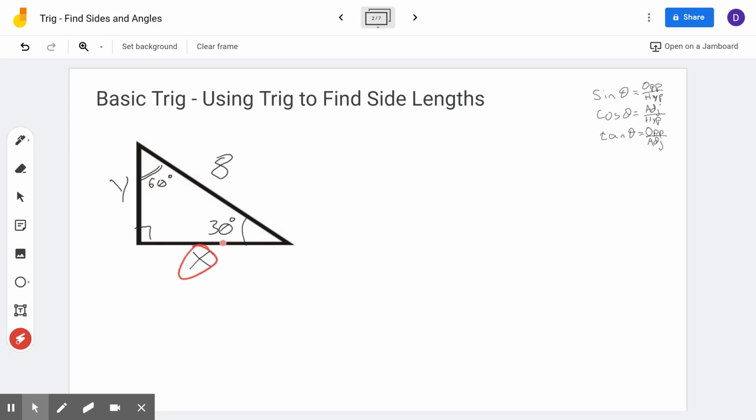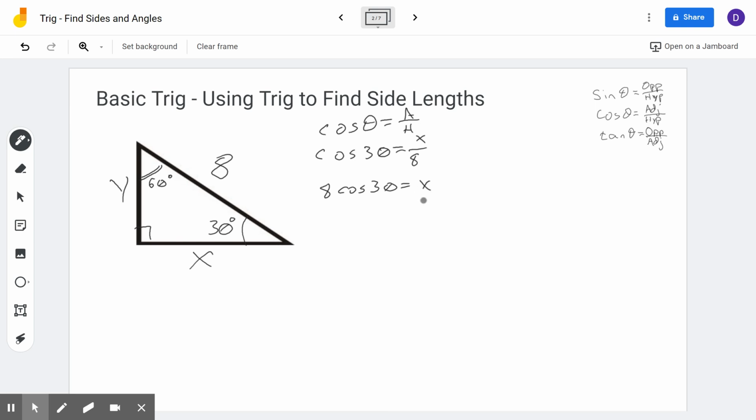And that's the adjacent side over the hypotenuse, which would be cosine. Okay, so we're using cosine of theta equals adjacent over hypotenuse. And so the cosine of 30 degrees is the adjacent, which is x, over 8. So your answer is going to be 8 times the cosine of 30 degrees. That's going to be x.